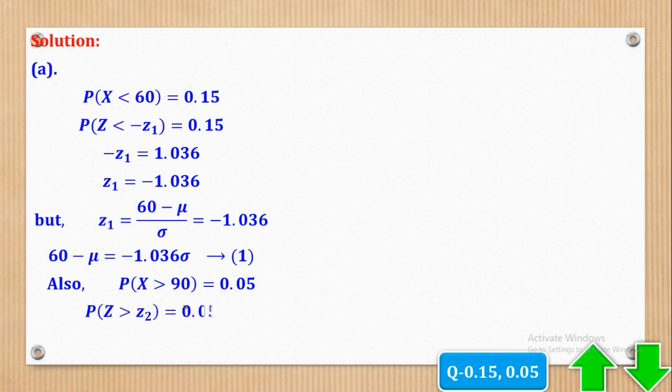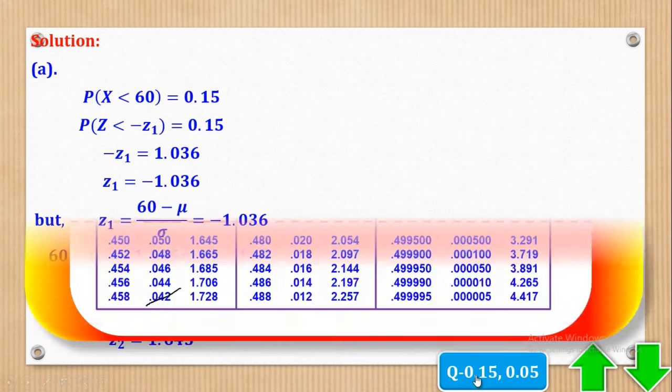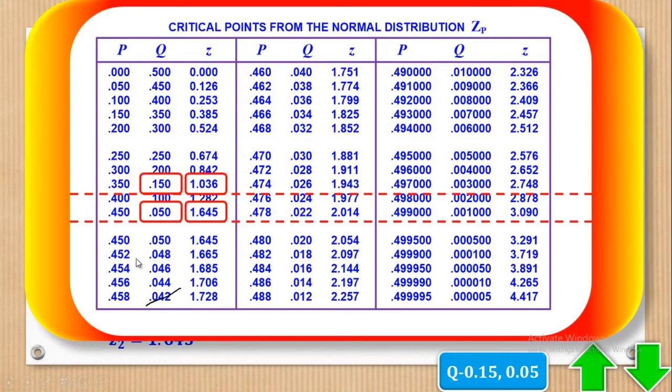So I'll have to standardize it. Let the standardized value be z2. Then I can also use the critical points, because that value is exactly the same as one of the values in the critical points. So if you look at this, we have 0.05, which is exactly the same as the one we have. So the corresponding z value is 1.645.